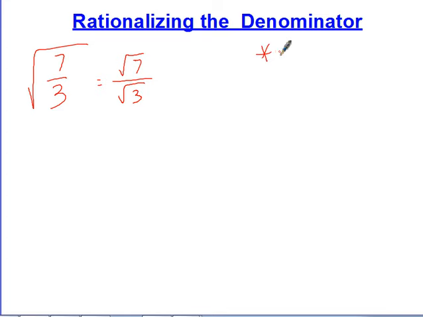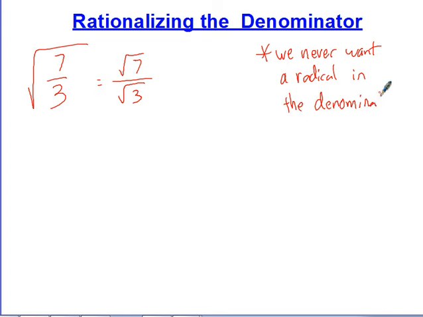Okay? And the rule is this. We never want a radical in the denominator. You never want a radical in the denominator. Okay? So, what we're going to do is something called rationalizing the denominator.